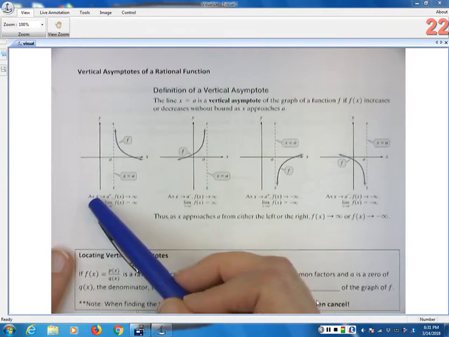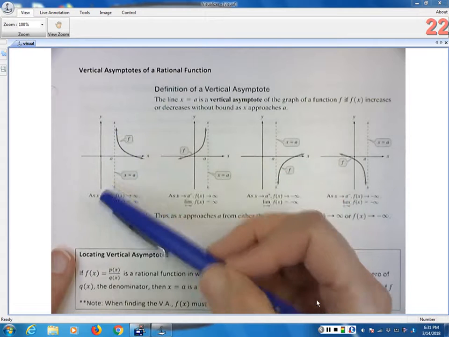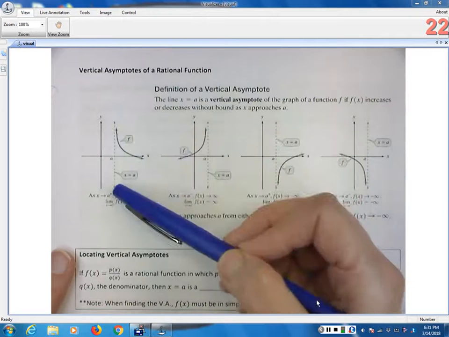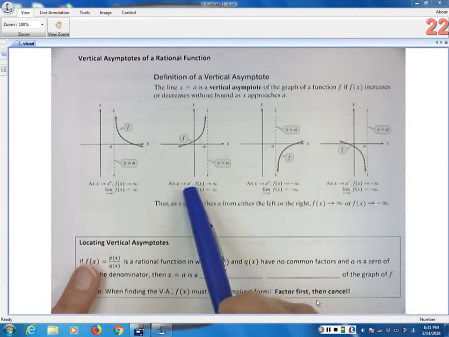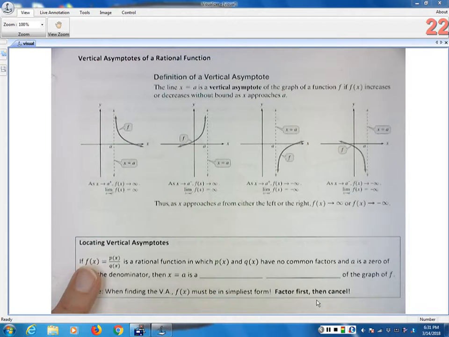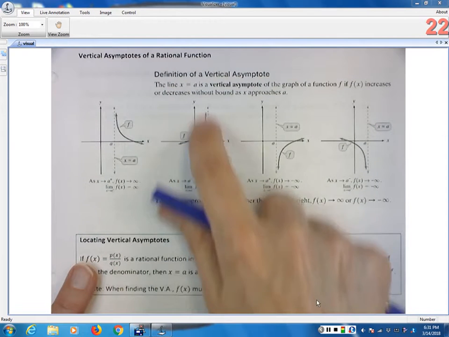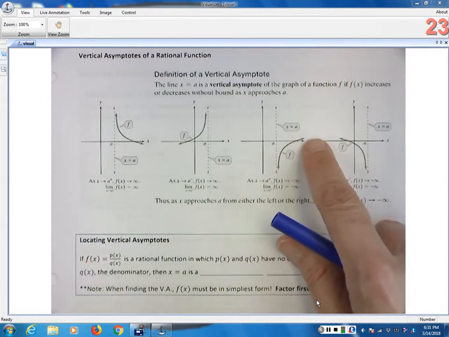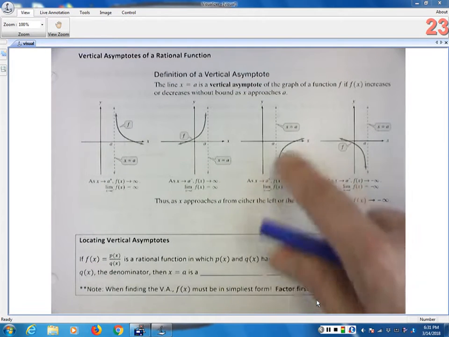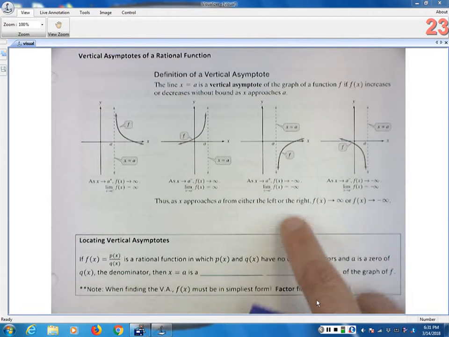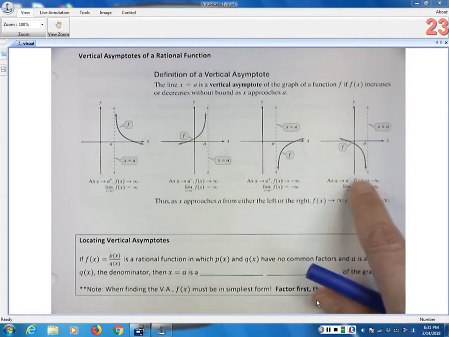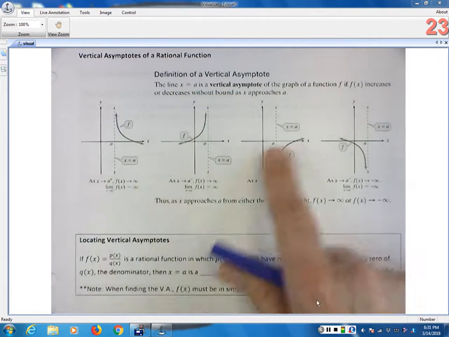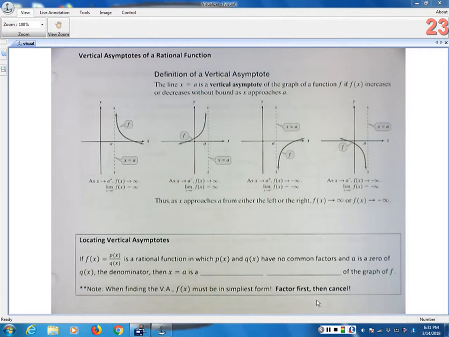They're showing as x approaches a from the right. If f of x goes to positive infinity, then x equals a is a vertical asymptote. If x approaches a from the left, and f of x goes to positive infinity, this is a vertical asymptote, x equals a. And then we can have approaching from the right and going to negative infinity, decreasing without bound. And then from the left and going to negative infinity. In all these four cases, x equals a will be a vertical asymptote.